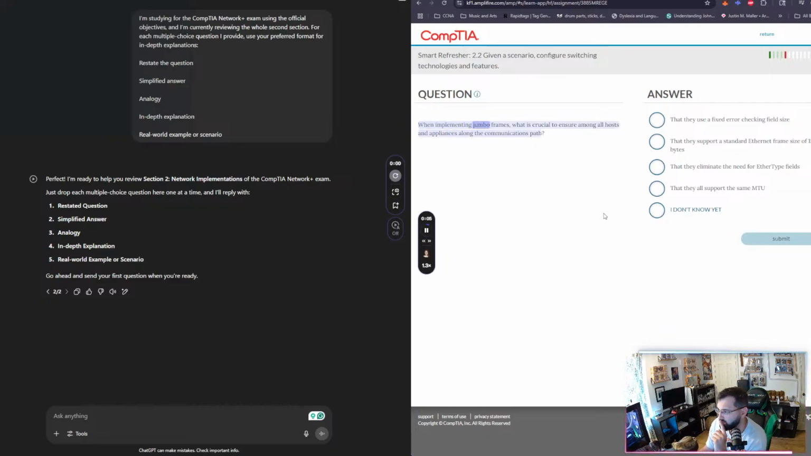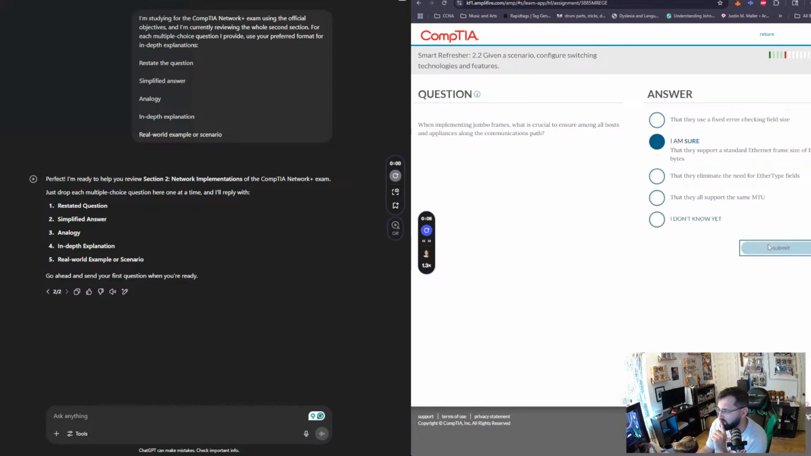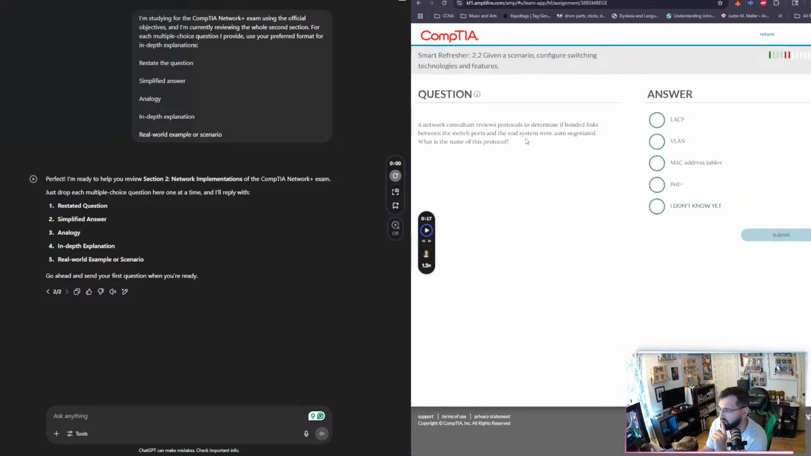When implementing jumbo frames, what is crucial to ensure among all hosts and appliances along the communications path? That they use a fixed error checking. They support standard Ethernet size bytes. MTU. I'm pretty sure it's this one. No, dang, dude. It is not going well.